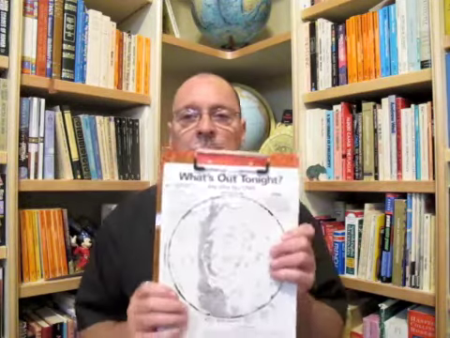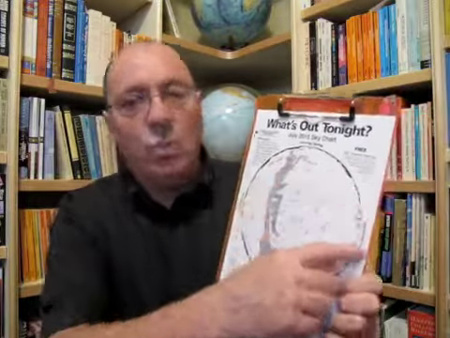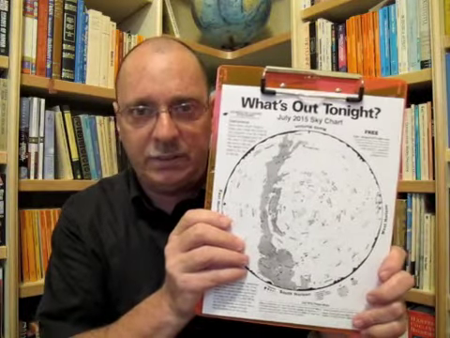Okay, the monthly star charts. There's a reason why they're in a circle. The circumference of the circle represents your horizon. So that means that all the stars and the Milky Way band, that gray band is the Milky Way band, all the stars and the Milky Way band will be in your night sky.